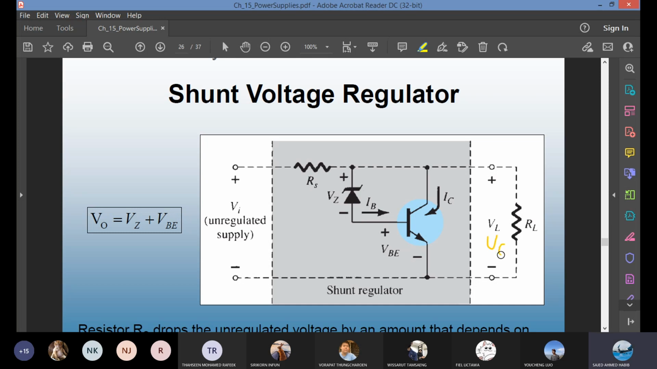IL will be VL or Vout divided by RL. So the current here is IL. You have to use Ohm's law, VL over RL. The load current. What about the current coming to the initial series resistor, IS?